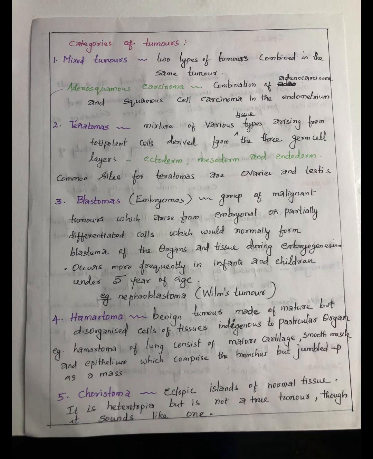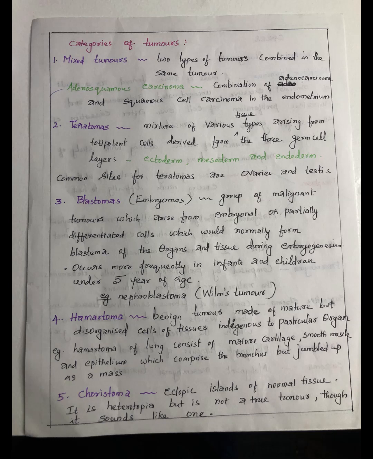3. Blastomas or embryomas. It is a group of malignant tumors that arise from embryonal or partially differentiated cells during embryogenesis, that is the development of the embryo, to form blastoma. Example, nephroblastoma or Wilms tumor. This occurs in infants and children below 5 years. 4. Hamartoma, a benign tumor with matured but disorganized cells of original tissues of that organ. Example, hamartoma of lung has mature cartilage, smooth muscle and epithelium around the bronchus as a jumbled mass.